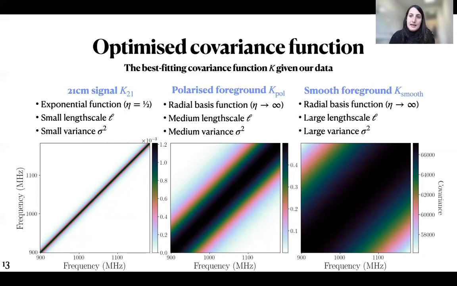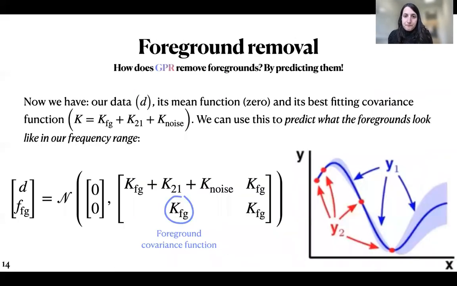And here you can see these best fitting covariance functions plotted in frequency. So then how do we remove the foregrounds using this? Well, we start by predicting them. So we take our data that we know and its mean function, which is just 0, and its best fitting covariance function, which is just found. And we use this to predict what the foregrounds look like in our frequency range.